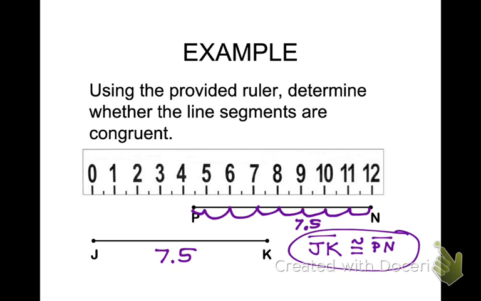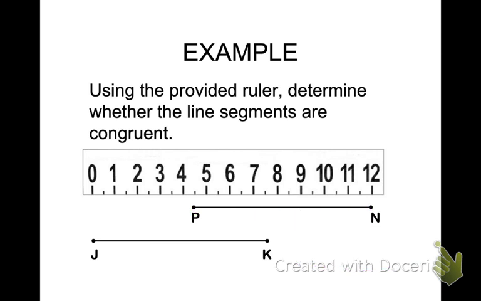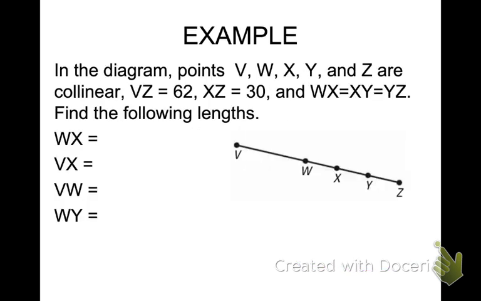And then for our last example, we've got all sorts of craziness going. In the diagram, points V, W, X, Y, and Z are collinear. VZ equals 62. XZ equals 30. The length of WX is equal to the length of XY, which is equal to the length of YZ. And Ben's already started, which I like because he started labeling things.